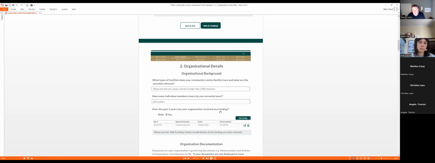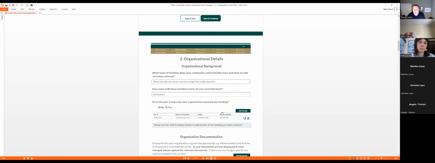For the past few years, has your organization received any funding? Do you remember the template I showed you in the slideshow a while ago, with details of the funds you got previously? That's why you need to keep a record of what funds you got, because they ask for it: the year, the name of the program, the funder, the amount awarded. If you're struggling to find that detail because you haven't recorded what you got in the past, this is going to take you time. Okay, having that template that I showed you earlier.